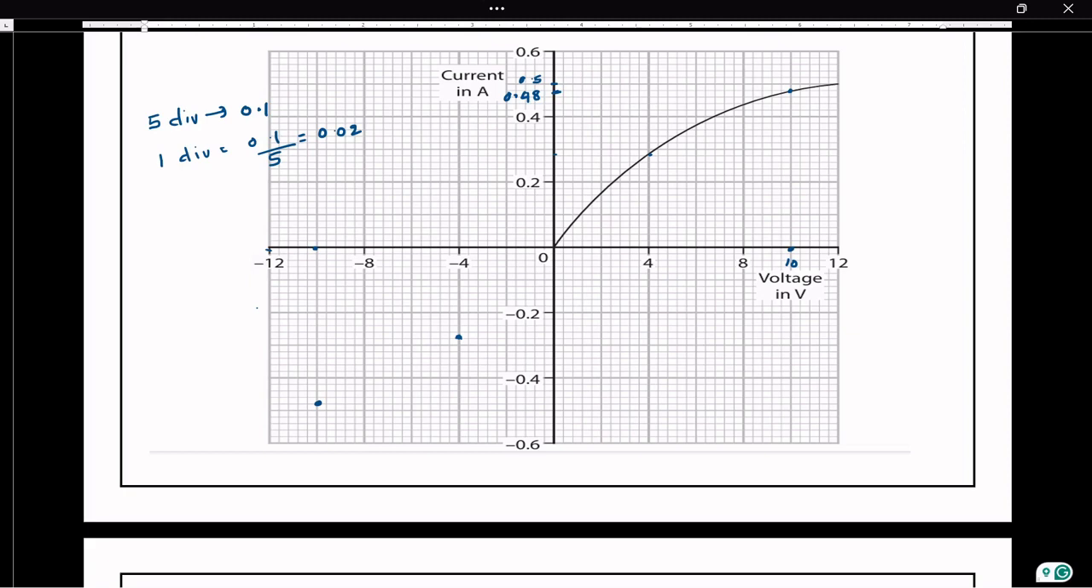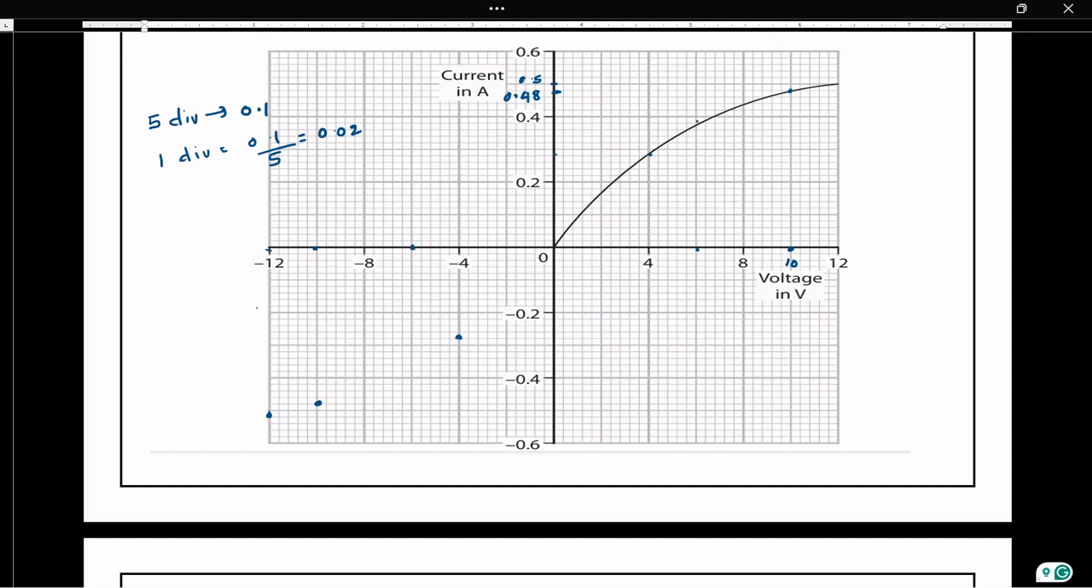For 12 volt, the current is 0.5. So this is the point I'm getting. Okay. So I'm joining. I can take even one more between 4 and 8. Say this is at this point between 4 and 8. That is this point. What is the current giving here?